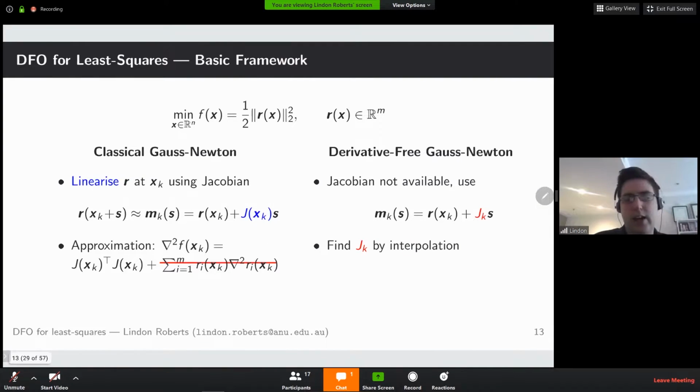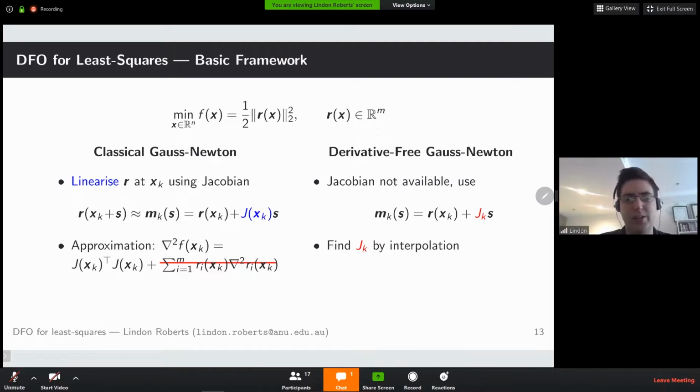So now let's have a look at what we could do in the derivative-free setting. Well, in that case, we don't have access to a Jacobian, but what we can do is take this linear Taylor series approximation that we made for r and replace it with a linear interpolation model for r. Exactly the same way as we replaced a quadratic Taylor series for f with a quadratic interpolation model for f a couple of minutes ago.